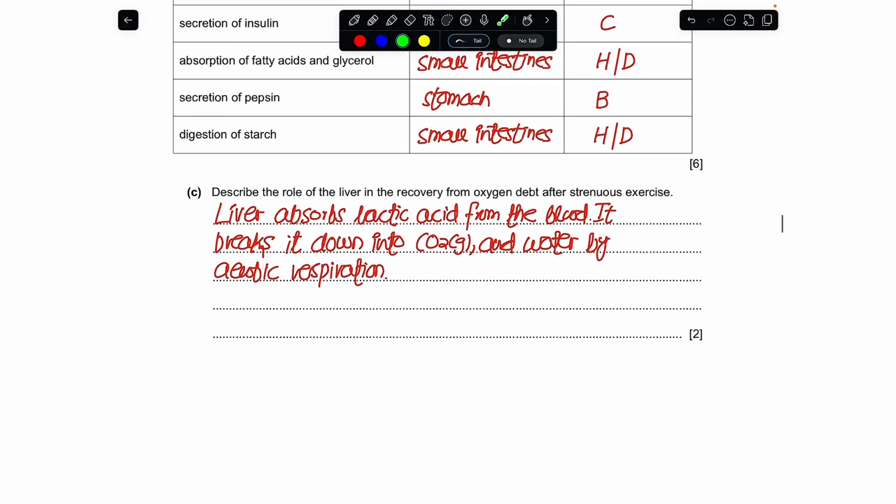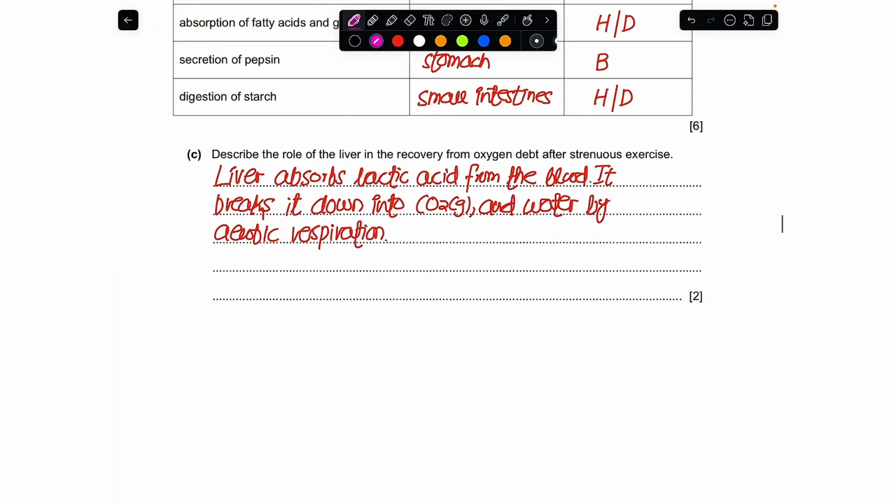If I were to move toward the C part, they ask us to describe the role of the liver in the recovery from the oxygen debt after strenuous exercise. Once we have done strenuous exercise, there would be the production of lactic acid. Once we rest, in that resting phase, this lactic acid would get out of the muscles into the blood, and the liver would absorb it. Once the lactic acid has arrived in the liver, it would break it down into carbon dioxide and water with the aerobic respiration process, or can convert it into glycogen as well.